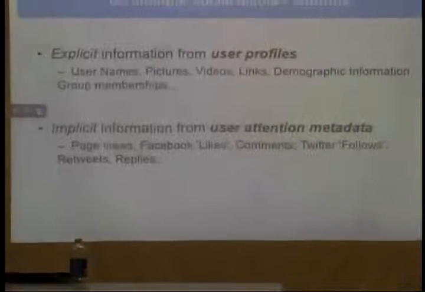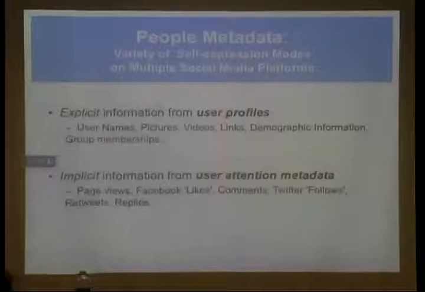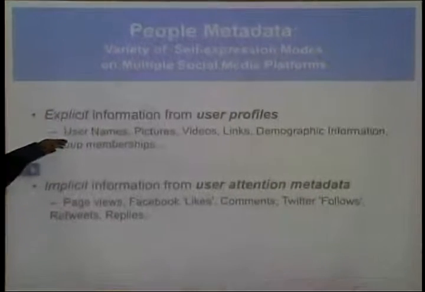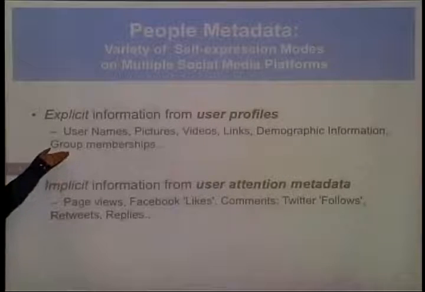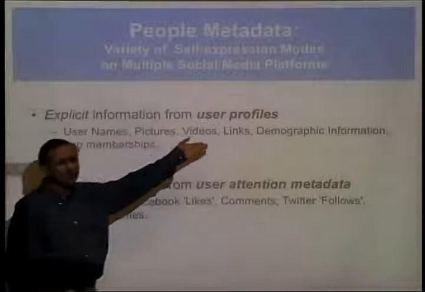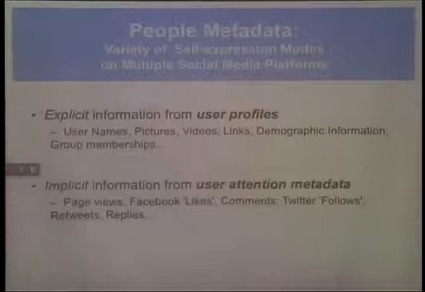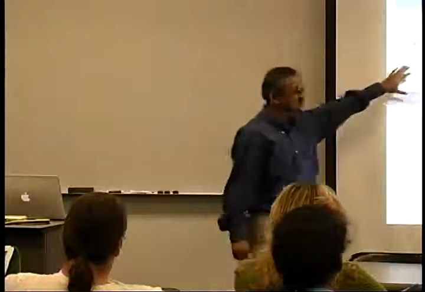People data, just to give you an example: how do I get hold of people data? Well, through the explicit information from user profiles. There is a name, a picture, video, link, demographic information, group memberships. I can get some of this through LinkedIn, some from your Facebook profile, some from your Twitter profile. I can even go across the social media platforms and link, through companies that re-identify you. That means they would say, this is a person, his or her email is this, and by the way, here is his Twitter ID, here is the Facebook ID. Then you go to each of the places and pick up the profile information, aggregate all of it, and create a composite profile of the person. That's how I can do this.